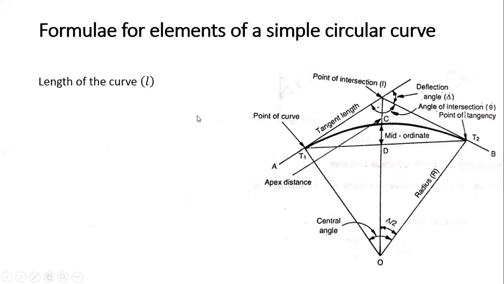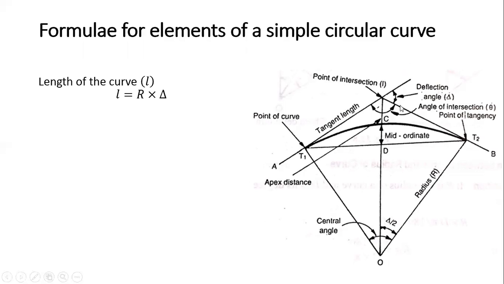Now come to the various formulas for elements of a simple circular curve. The first formula is the length of curve. How to calculate this length of curve from here to here? The length of curve is always denoted by small l. This is nothing but your arc length. Arc length, as you know, is equal to radius multiplied by the total angle. This is delta by 2 here, delta by 2 here, so the total angle is delta.